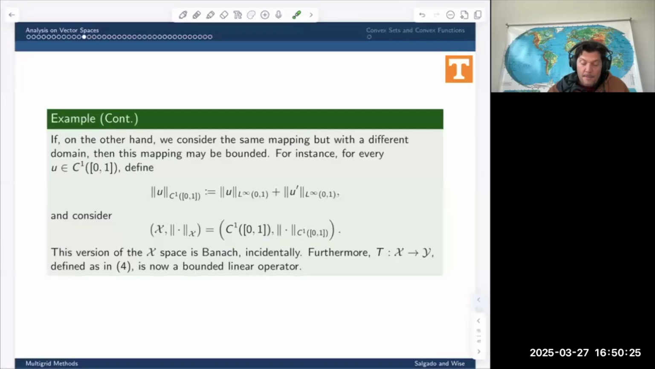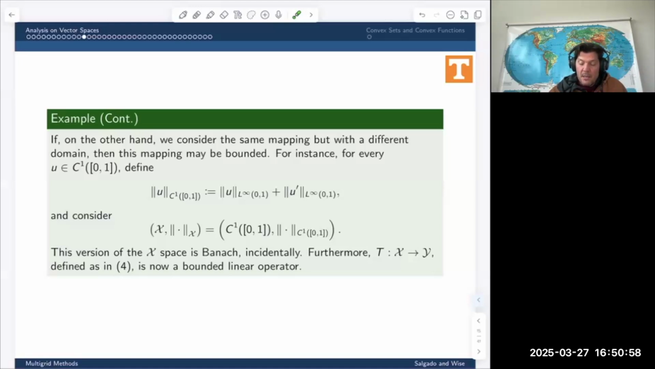I'm urging you to consider it, or at least look it up, ask ChatGPT. So this version of X is a Banach space. And it turns out that if I consider the mapping from this space into Y, this mapping is going to be a bounded linear operator. And so you can check the details of that. I'm not going to go into that.